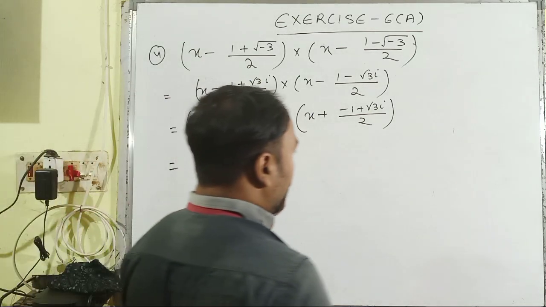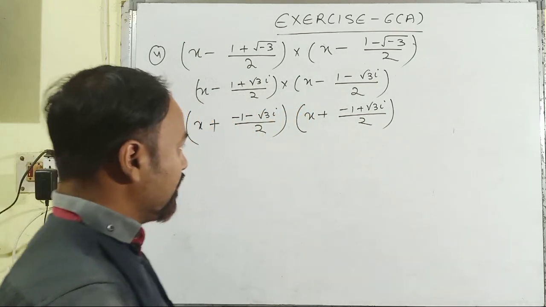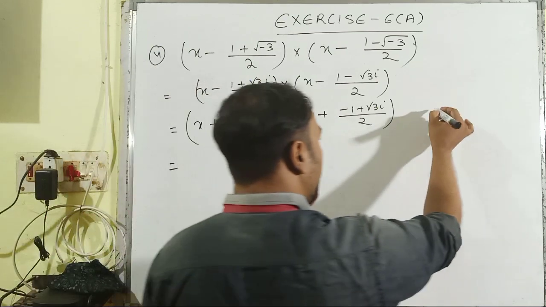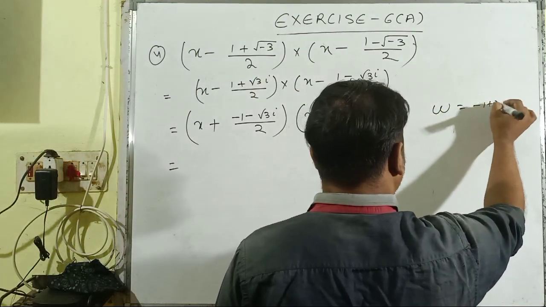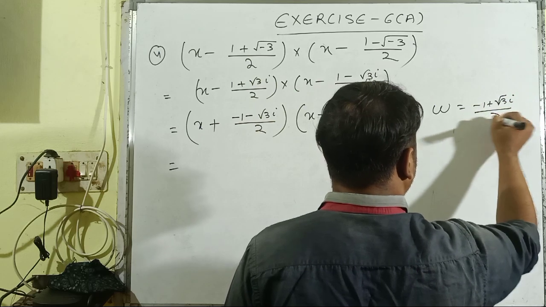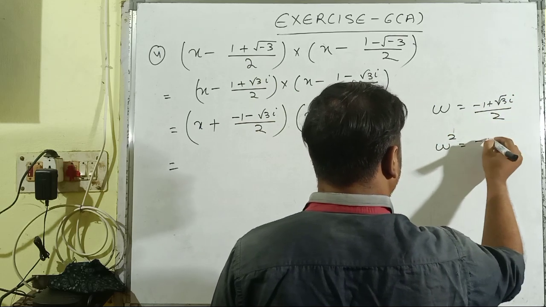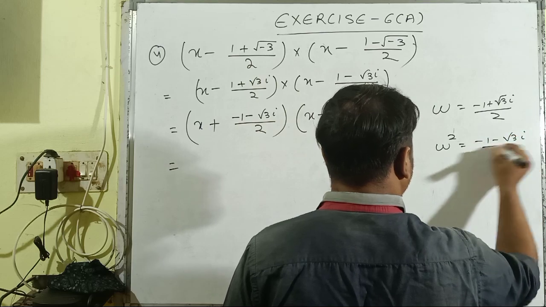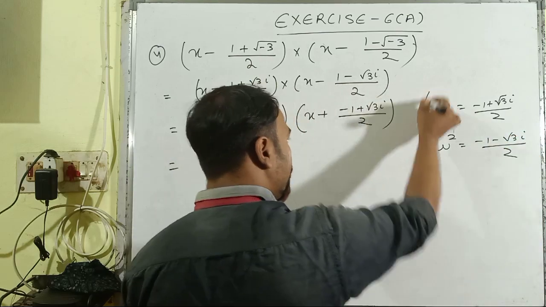From the topic of cube root of unity, I have already told that the value of omega is minus 1 plus root 3i by 2, and the value of omega square is minus 1 minus root 3i divided by 2. We have already proved it.